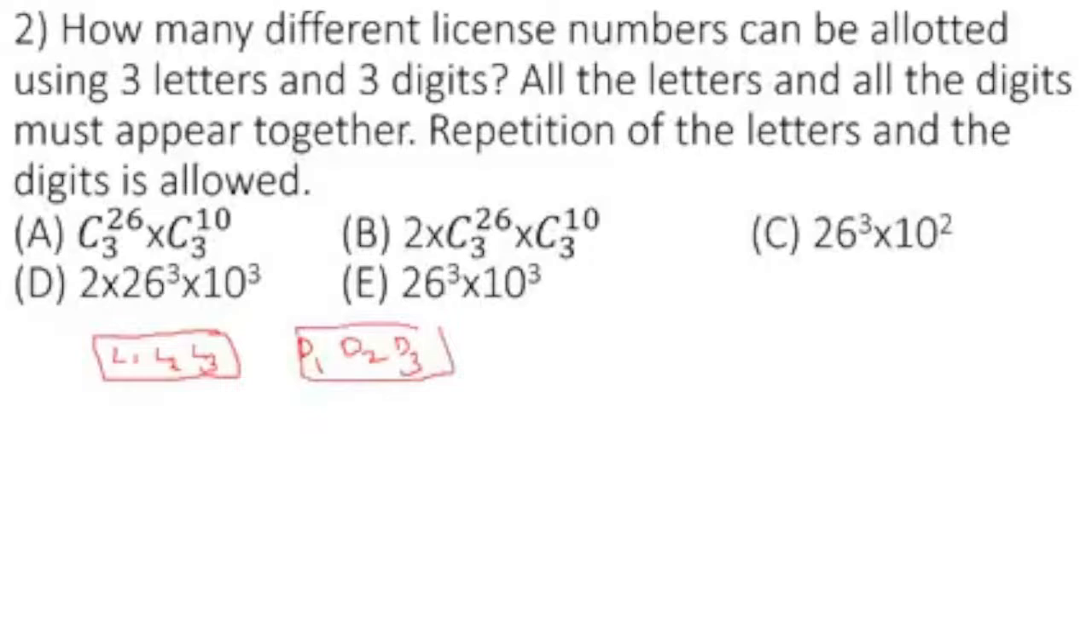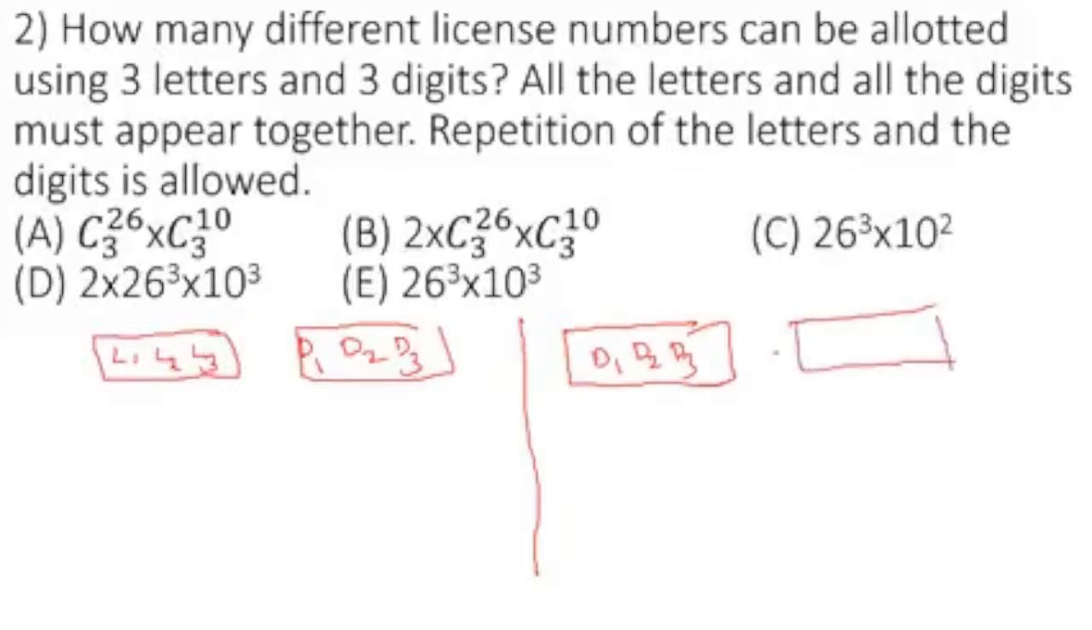So how many ways can we arrange? He did not mention that the first priority should be only letters, or that the first priority is digits. So the possibilities are: it can be letters first, after that digits can happen, or it can be digits D1, D2, D3 followed by the letters L1, L2, L3, which is also a possibility here.